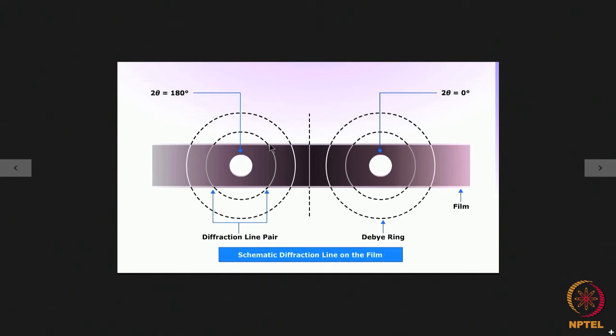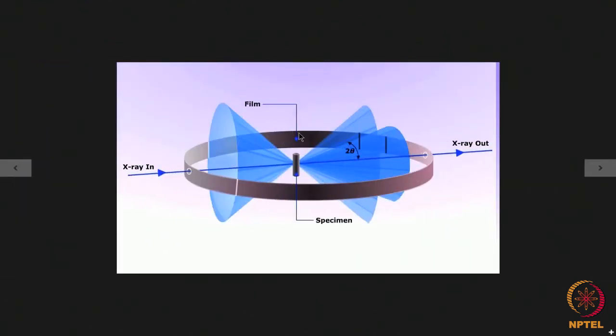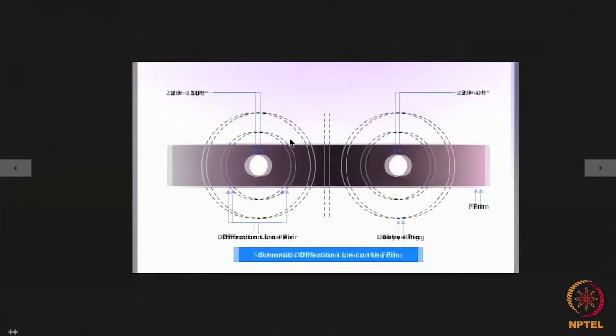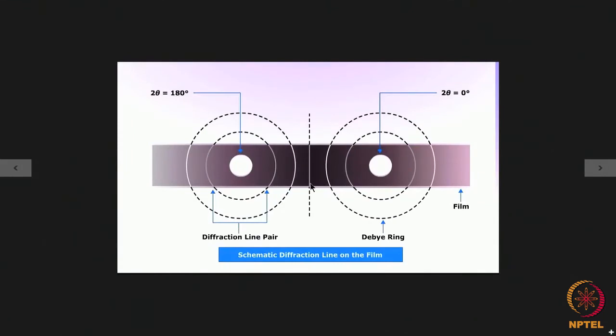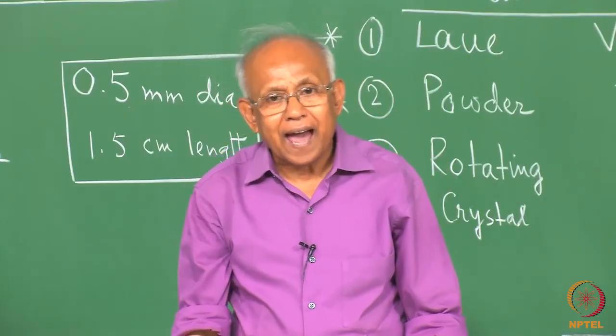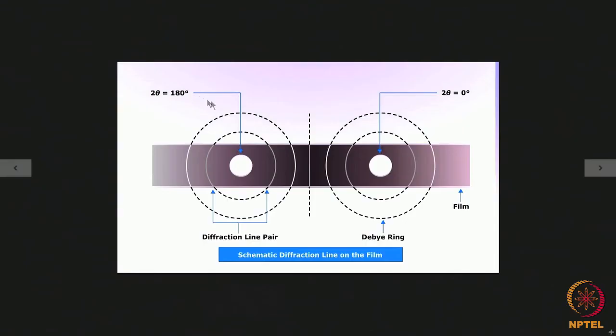In some cases, for example, if we have a diffracted cone which cuts the film at this point, then instead of two lines, we will have a single line. So, it will appear like this. This is a schematic of the diffraction lines on the film as we record it. Now, at this end through which the X-ray enters, naturally 2 theta is 180 degrees. You must remember 2 theta is the angle between the incident and the diffracted direction. And here at this point 2 theta is 0 degrees.